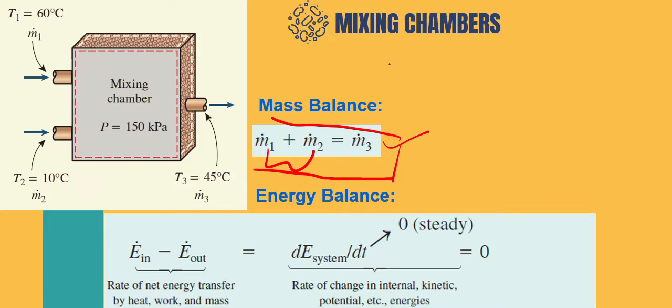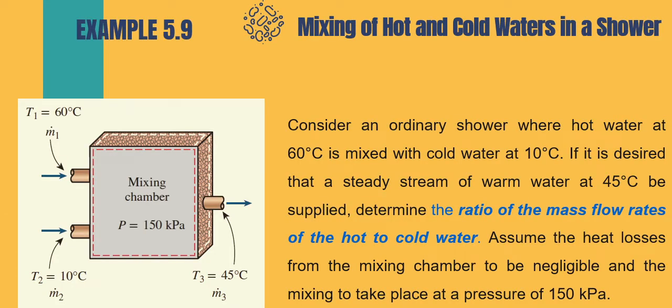But if you write the general energy balance, you have all the heat, work, and change in kinetic energy and potential energy. But for a mixing chamber, usually they can be neglected, leaving the equation only equal to this, the mass flow rate and enthalpy. Right. So now let's take a look at example 5.9.